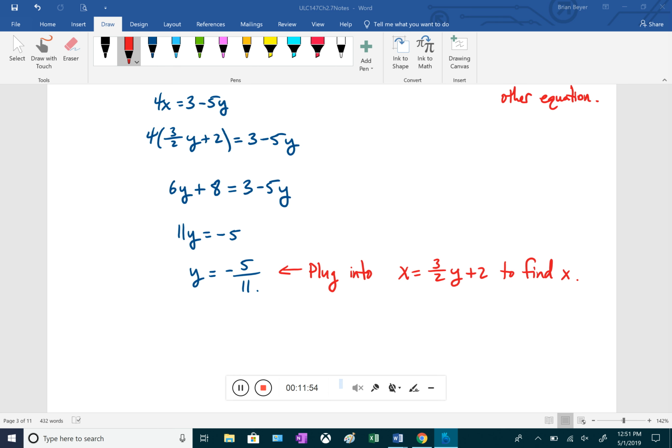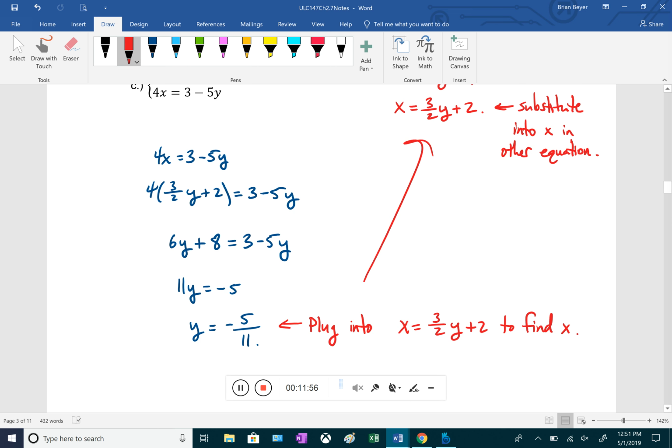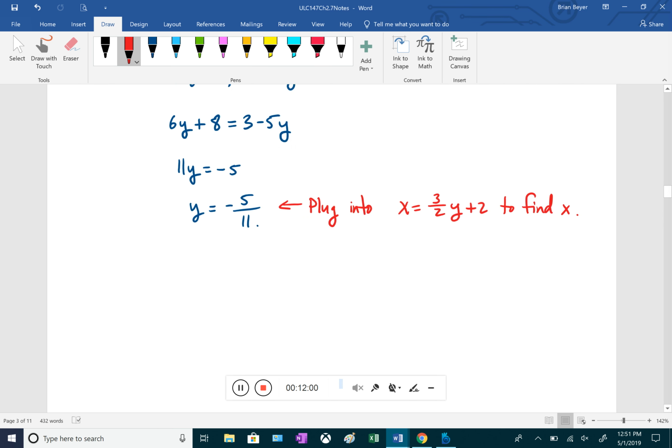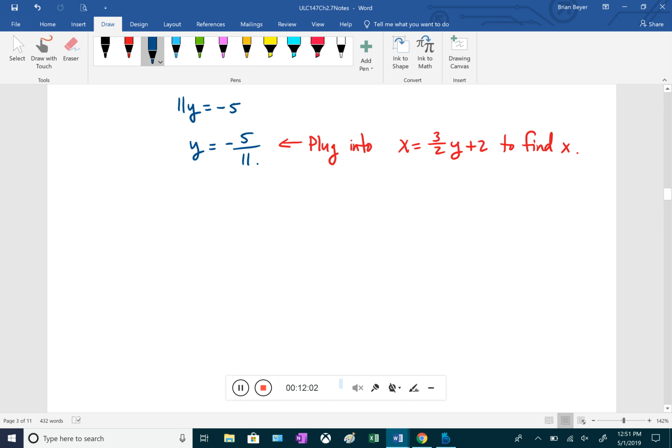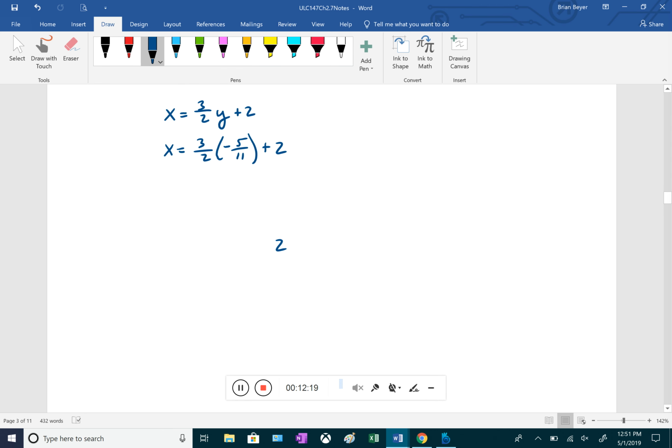and plug it into what we had up here. Plug into x equals 3/2 y plus 2, and we're going to do that to find the x value. So it's going to be x equals 3/2 y plus 2. So plugging in negative 5 over 11. So we're dealing with fractions, so hopefully we're all good with that.